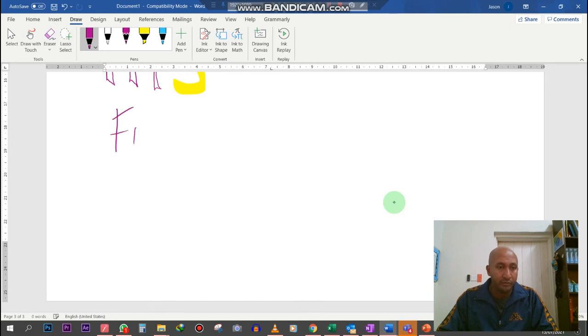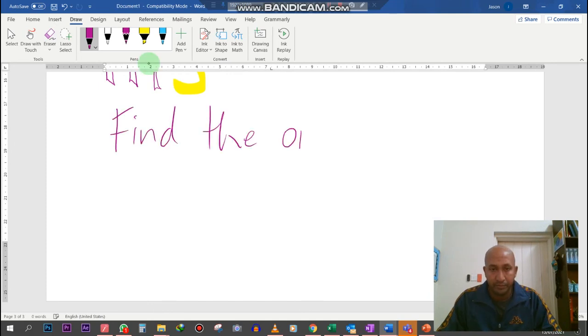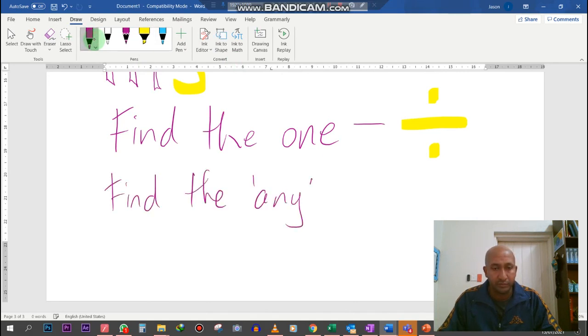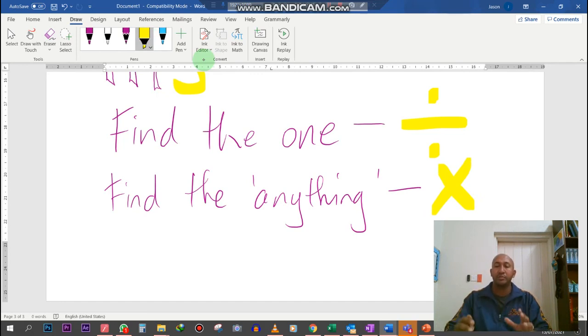You find the one, and to do this, you are going to divide, and then you find the anything. And to do that, you are going to multiply. You multiply your unit rate by however many units you now have. If you've got 20 units, you multiply by 20. If you've got 47, you multiply by 47. Basically, this is what unit rate is all about.